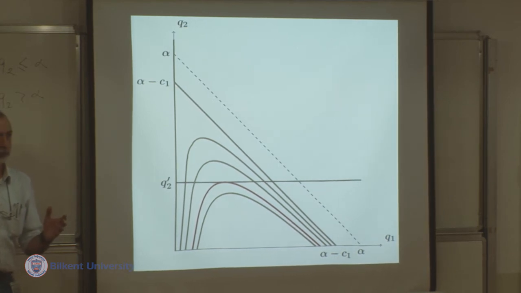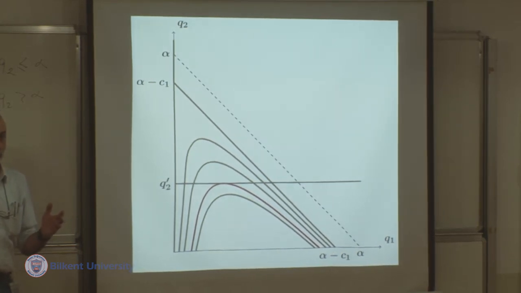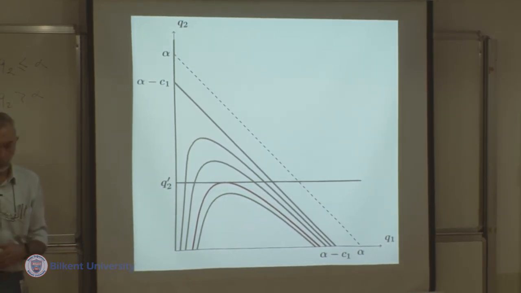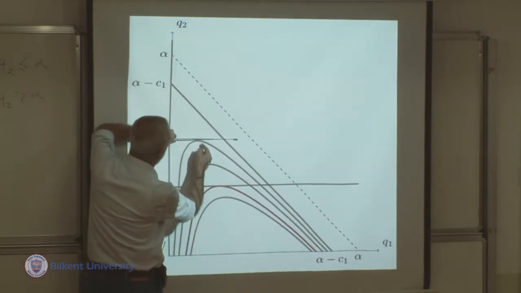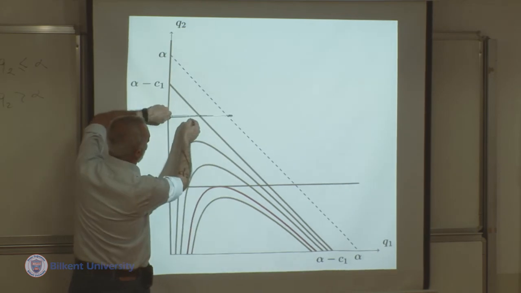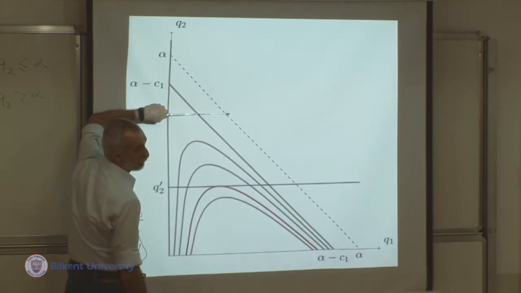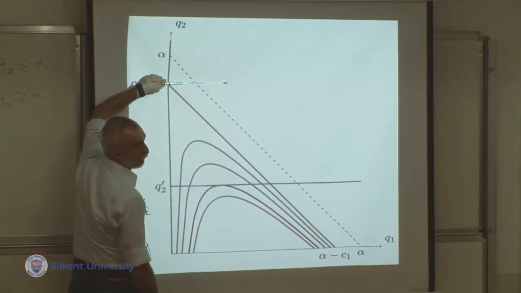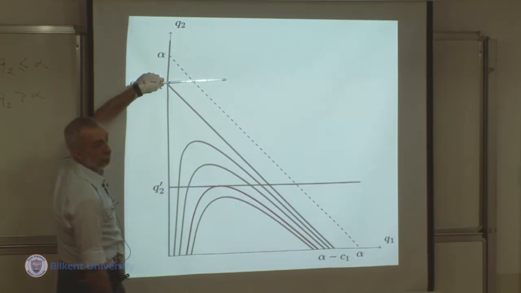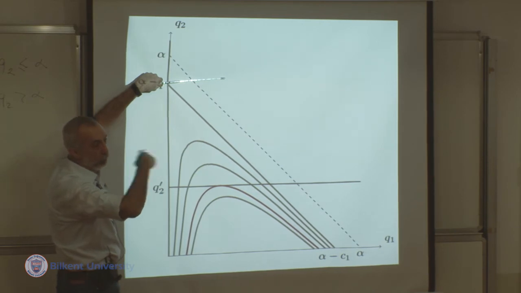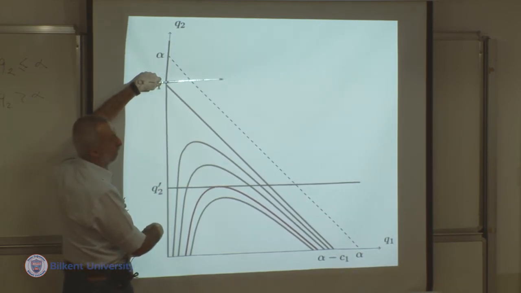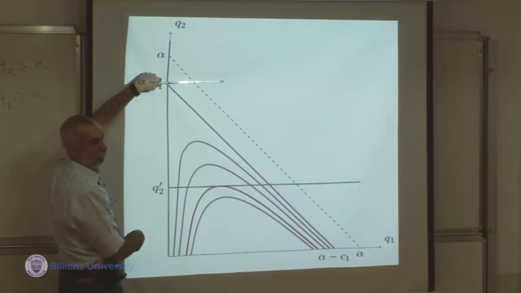So far, so good? Any questions? Okay. So if we keep doing this, draw another tangent, that's the best response. Draw another tangent, that's the best response. Draw another tangent, that's the best response. Draw another tangent, what is the best response? Not a tangent. Draw a horizontal line. What's the best response? It's 0.